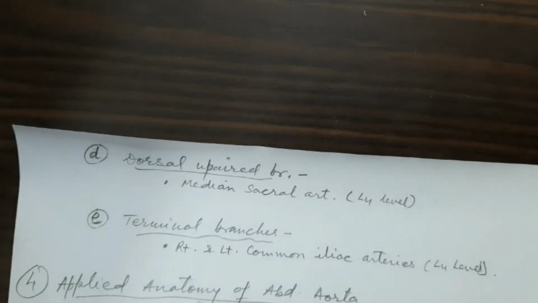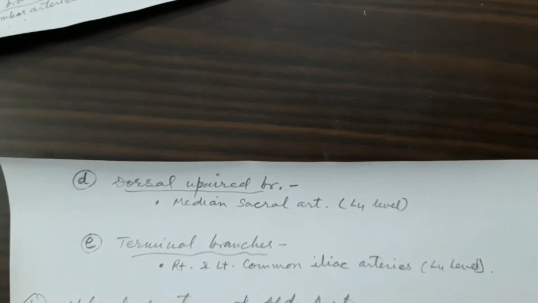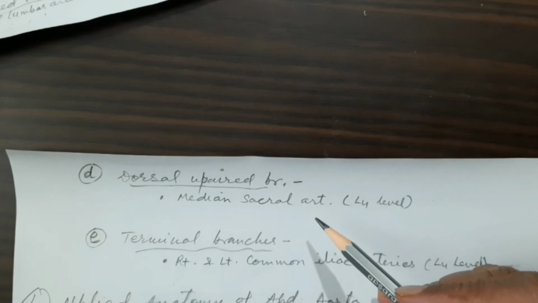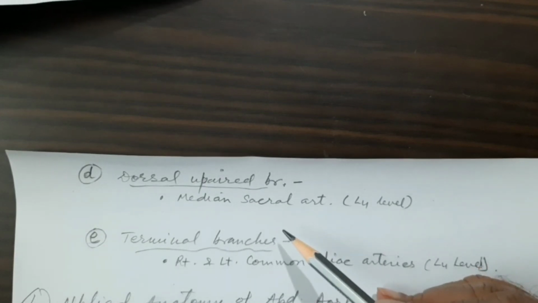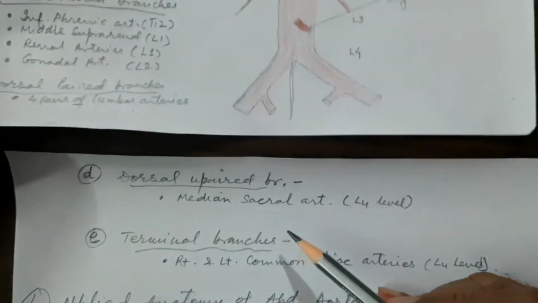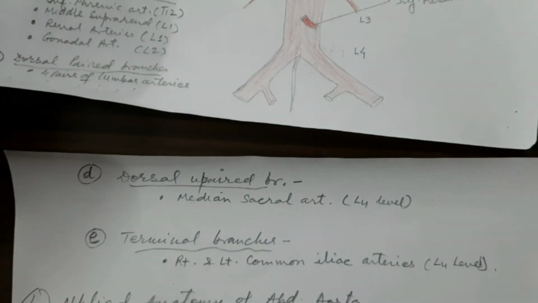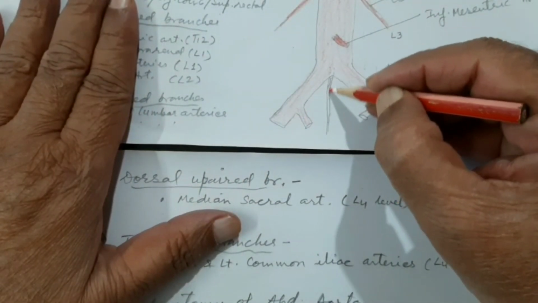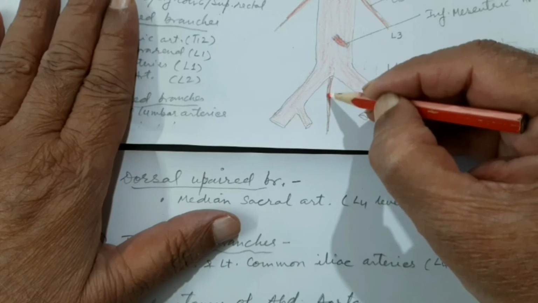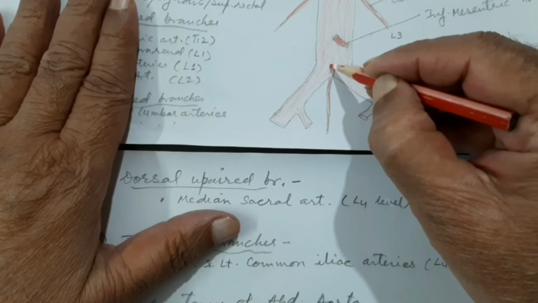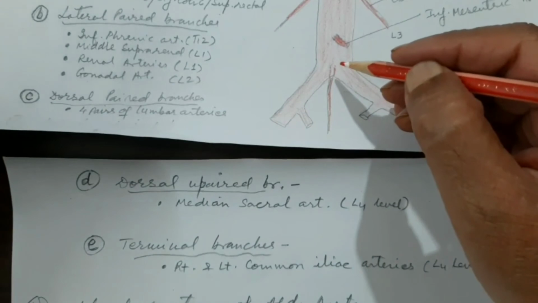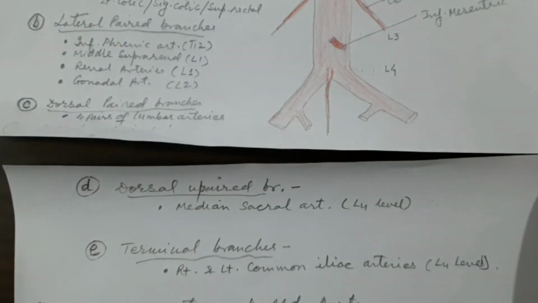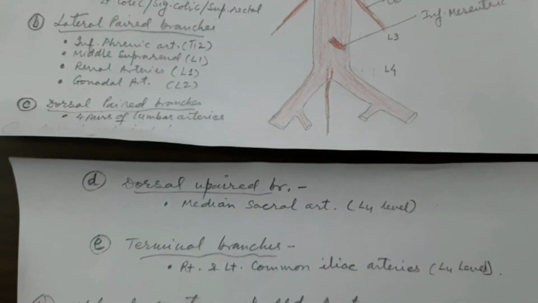These are the dorsal unpaired branch, a single branch taking origin from the dorsal side, and there is only one artery which takes origin from the dorsal aspect of the abdominal aorta. This is called the median sacral artery, which takes origin from the level of L4. See here, this is in the midline, so it is called median, and it is taking origin from the posterior aspect of the abdominal aorta just before it bifurcates into two common terminal branches, the common iliac arteries.